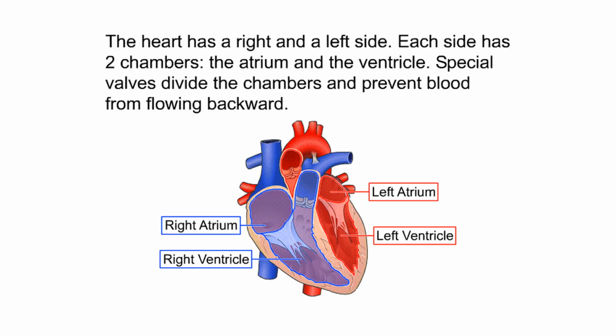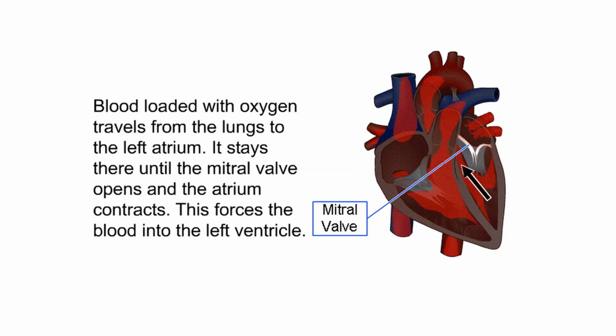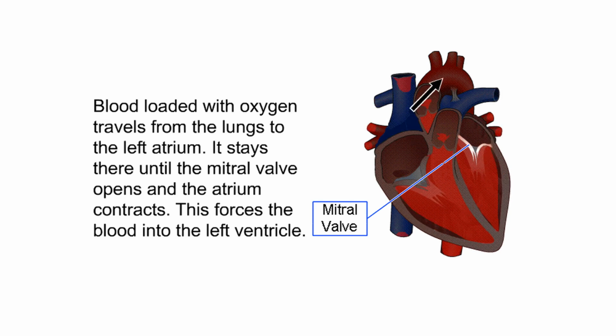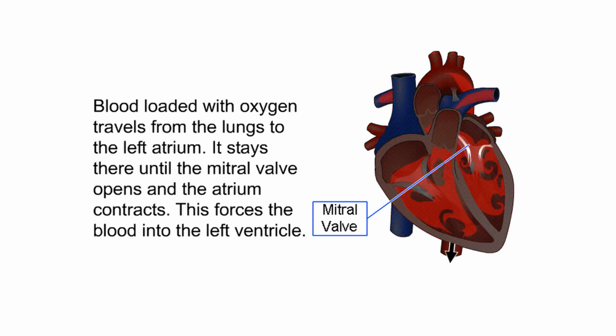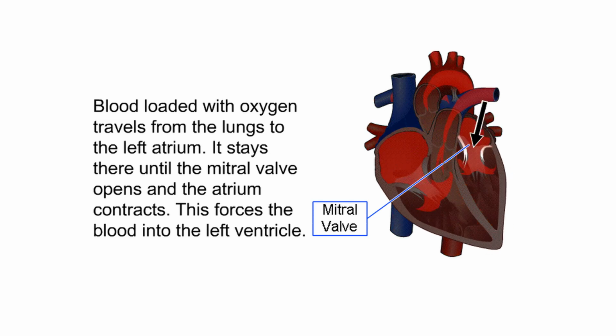The heart has a right and a left side. Each side has two chambers, the atrium and the ventricle. Special valves divide the chambers and prevent blood from flowing backward. Blood loaded with oxygen travels from the lungs to the left atrium. It stays there until the mitral valve opens and the atrium contracts. This forces the blood into the left ventricle.